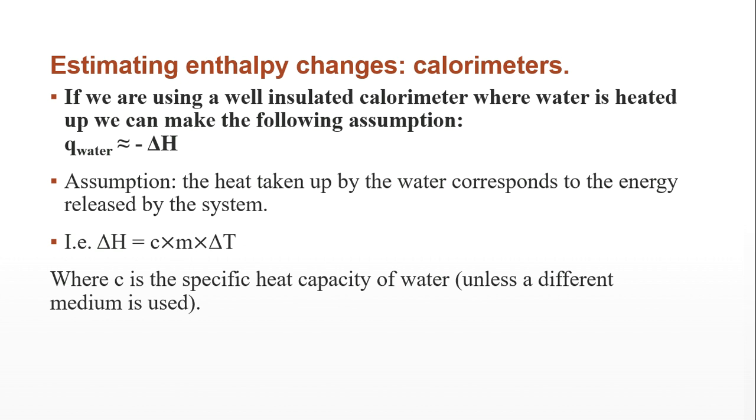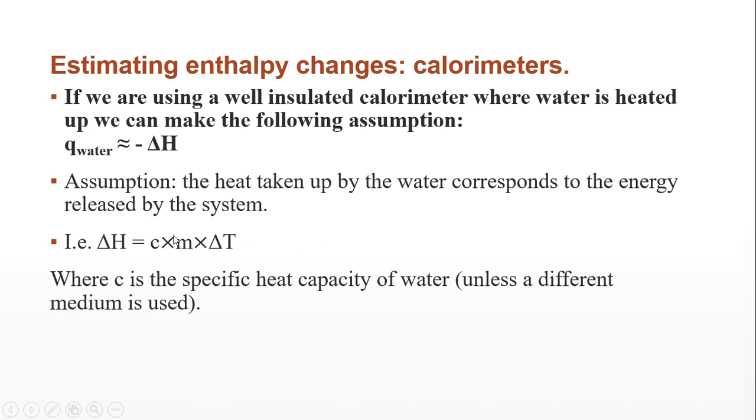So how do we do this? Well, if we use insulated calorimeters like this, where water is heated up, we can make an assumption. And that assumption is that the heat that is taken up by the water corresponds to a change in enthalpy of the reaction. And we can then assume, if it's well insulated, that there's no loss of energy. We assume that all of the heat taken up corresponds to energy released by the system. Then we can use the formula for heat that we had before, but we can instead add the delta H here. And that has to be negative or positive depending on what we do.